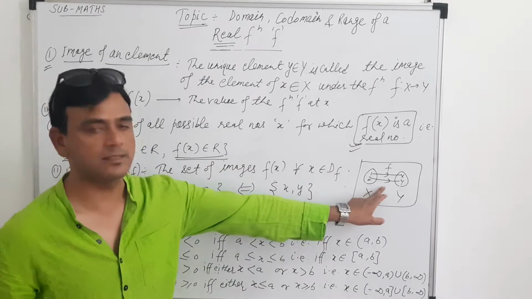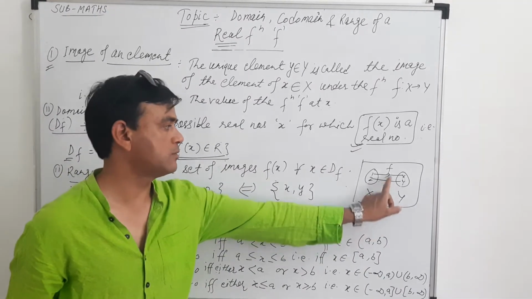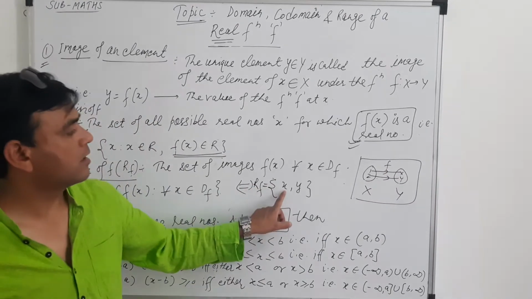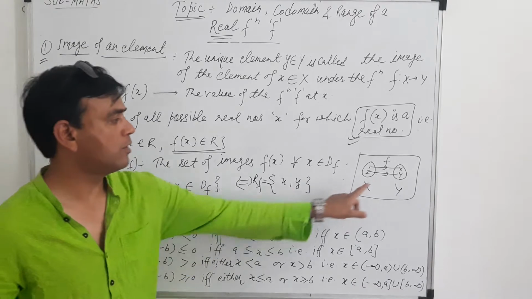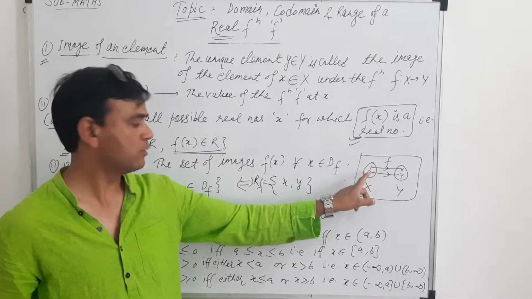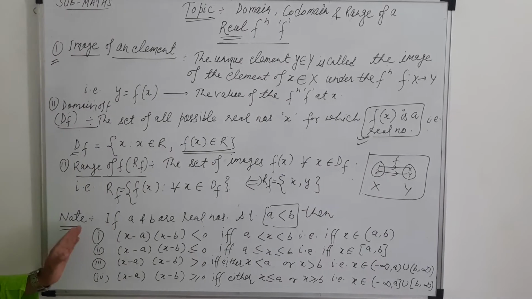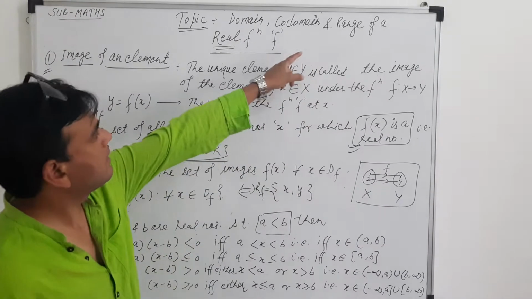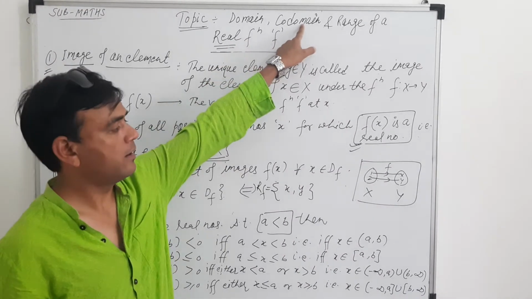It means for this diagram, these two sets, for this function, the range of this function will be the set of x and y, because x and y are the images of the elements of x, which are 1 and 2. Now come to some notation key points here. One more thing is there, that is codomain.